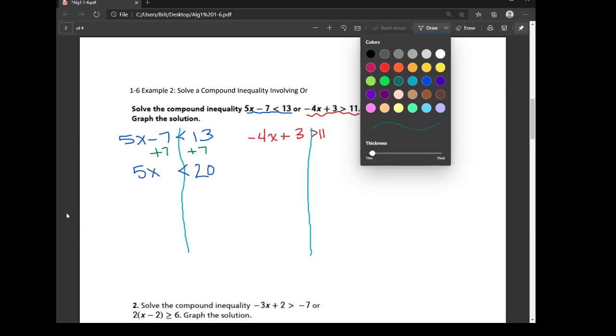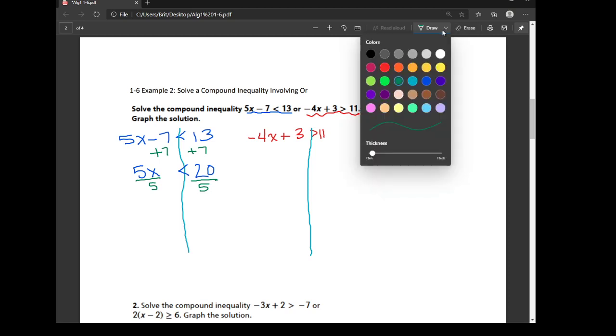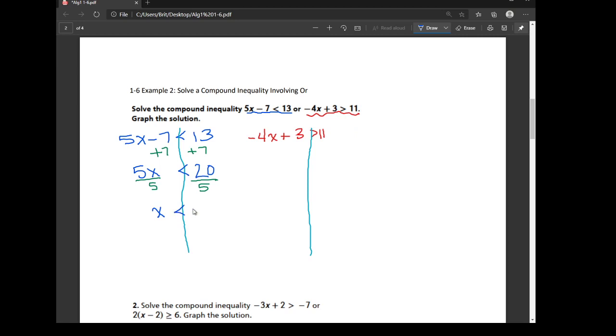Now when you have a number and a letter that are squished together like these are, this is a form of multiplication. So to unmultiply, or the inverse operation of multiplication, is division. So I'm dividing by 5. So here I get x is less than, and then 20 divided by 5 is 4. Now we'll graph that here in just a moment, but let's go ahead and do the red one first.